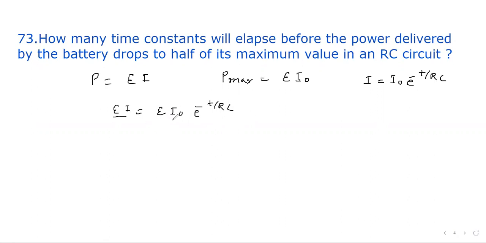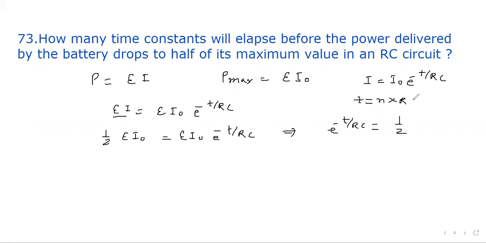Here it is given that this power is half of the maximum power. So 1 by 2 EI0 is equal to EI0 e to the power minus t upon RC, from where we get e to the power minus t upon RC equal to 1 by 2, and t equal to n times RC. So e to the power minus n equal to 1 by 2, or e power n equal to 2. We take log, so n equal to log 2 base e, and that will be equal to 0.69.